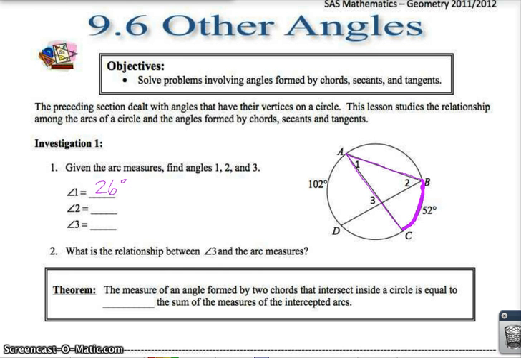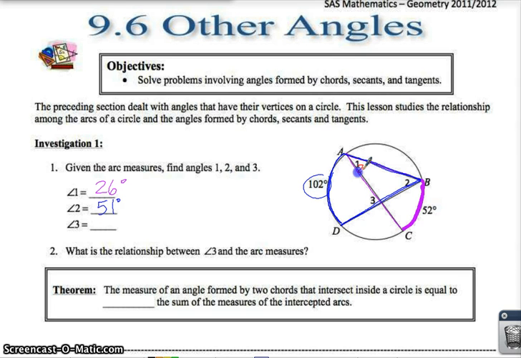Then if we look at angle 2, that is dealing with this arc AD. So if we look at arc AD, angle 2 is an inscribed angle with its vertex at B, which is on the circumference of the circle. So therefore, angle 2 is half of 102 degrees, which is 51 degrees. So then how do we find angle 3?